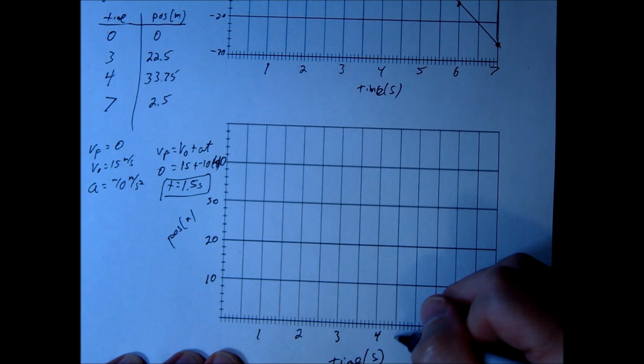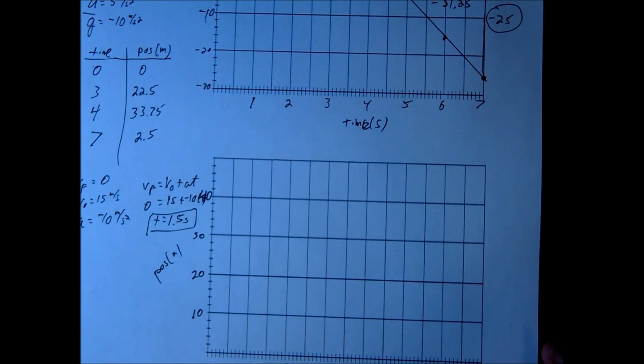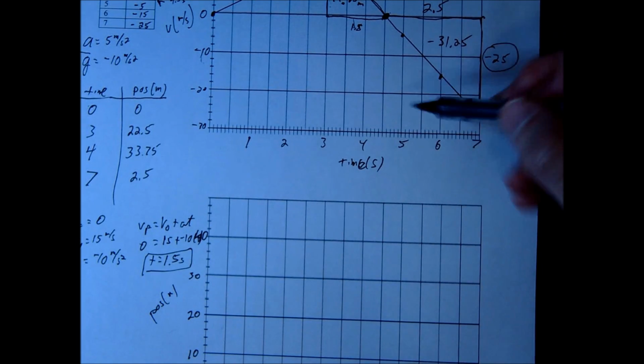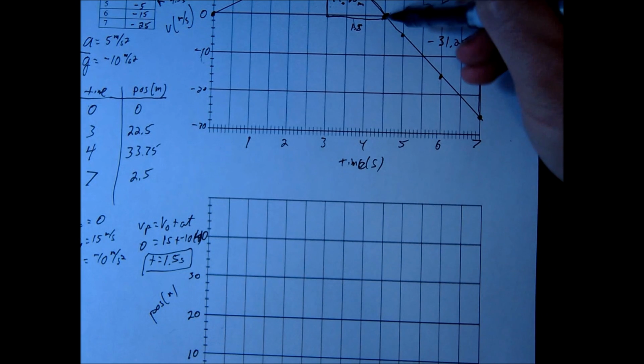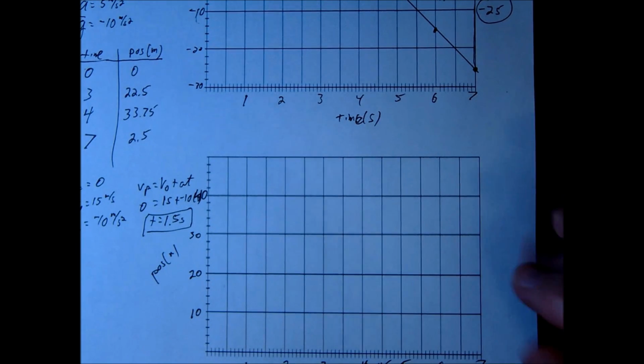Remember, the other important point would be right here. This was our peak. That was when we reached the peak at 4.5, right? That was way up here, when we're at a velocity of 0. Let's go ahead and plot this.